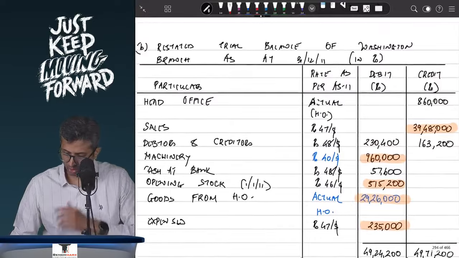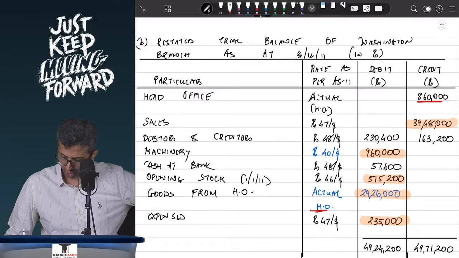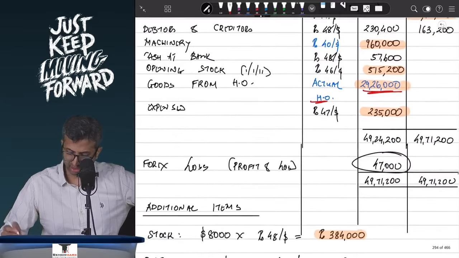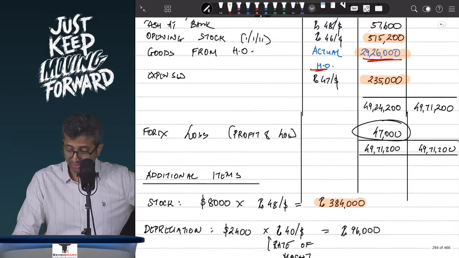all of this you are preparing, the trial balance you are converting. This is actual 8 lakh 60. It's also actual 29 lakh 26. Everything else is similar to earlier problems, and hence there's a forex loss of 46,000, which will go to the P&L if it is an integral branch.